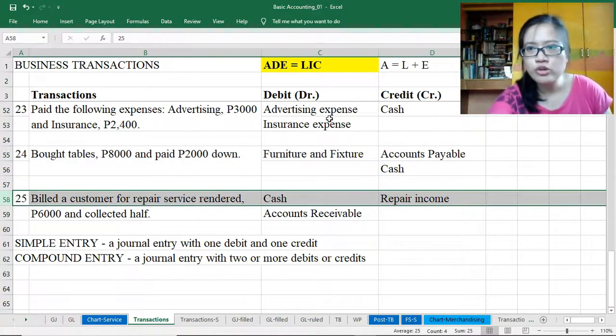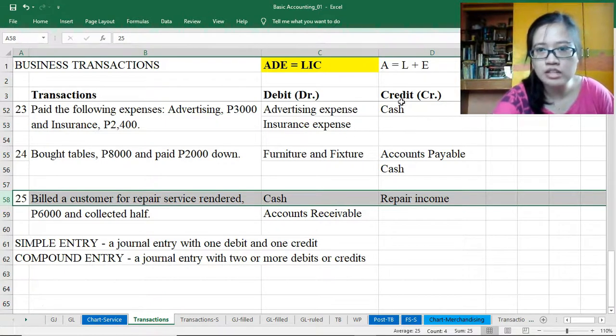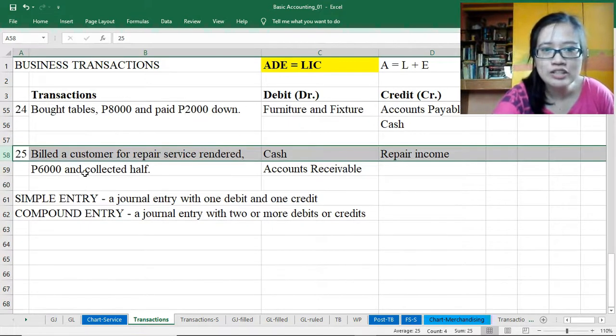So, here there are more than 2 accounts affected. That's okay. Only 3, so still manageable. Okay? And then, this last transaction, billed a customer for repair service rendered. 6,000 is the total account. But only half was collected. Okay? So, we earned income because we rendered service to a customer. Total account again is 6,000. So, technically, we have a receivable, but we immediately collected half. So, we received cash, and we still have a receivable.